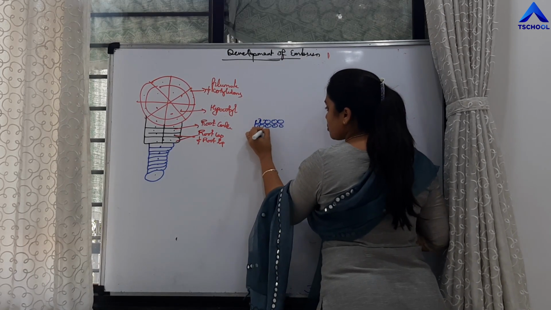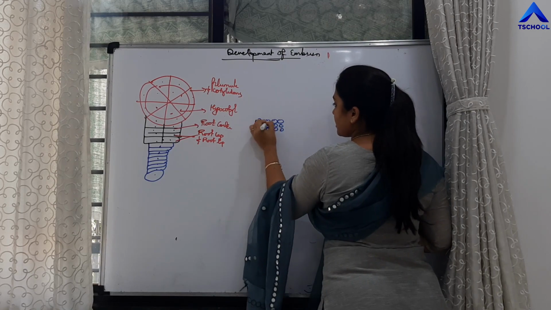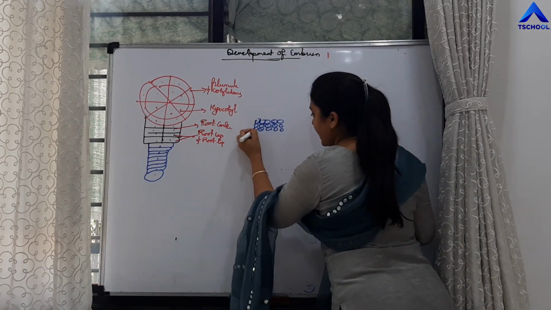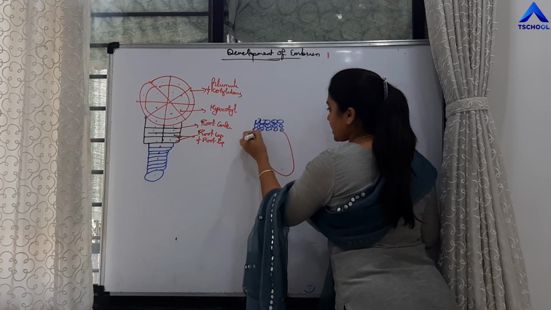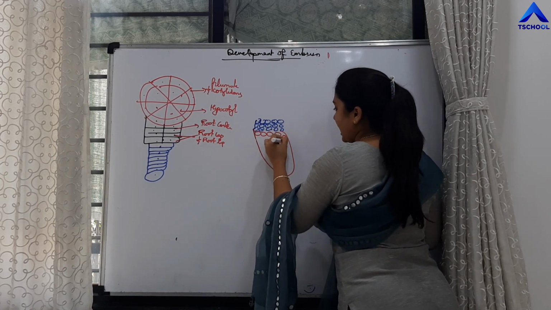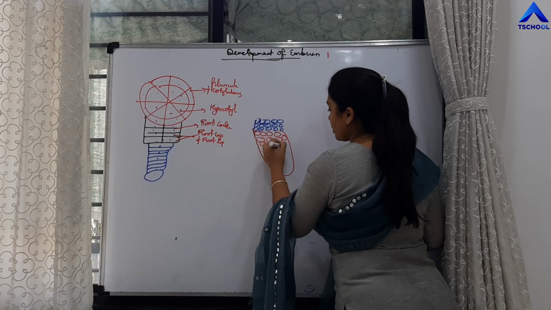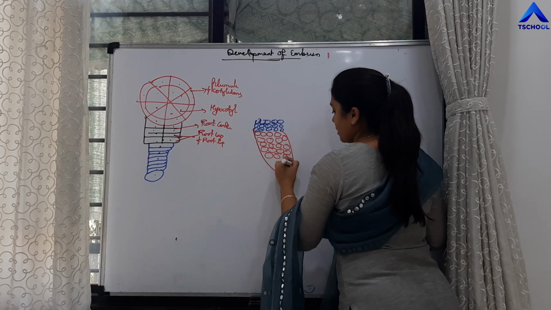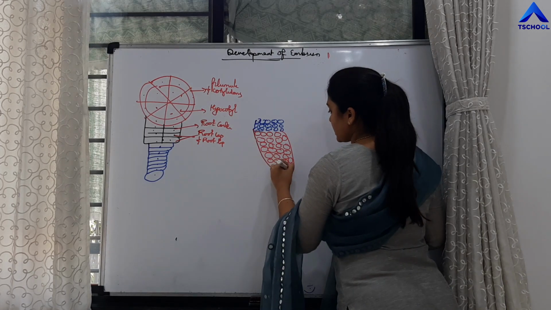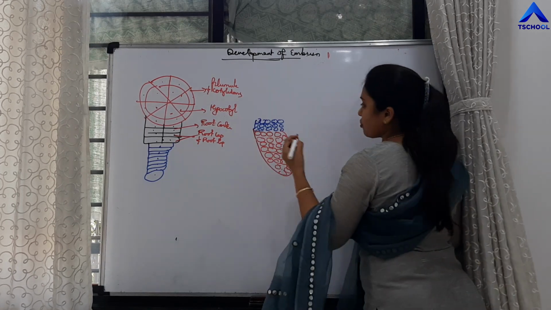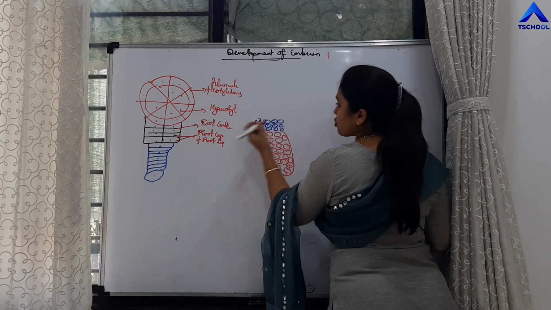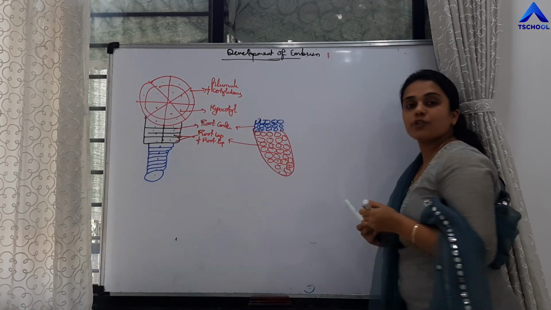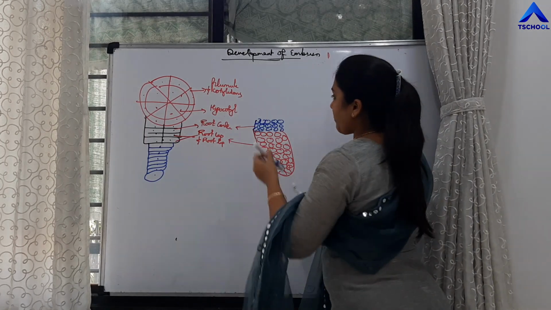So these are the cells of root cortex, right? Then this is forming the cells of the root cap, right? So this is the root cap and these are the cells of root cap. Root cap and root tip, right? So this is root cortex. Again, I am showing it. These are the cells of root cap and root tip, right?